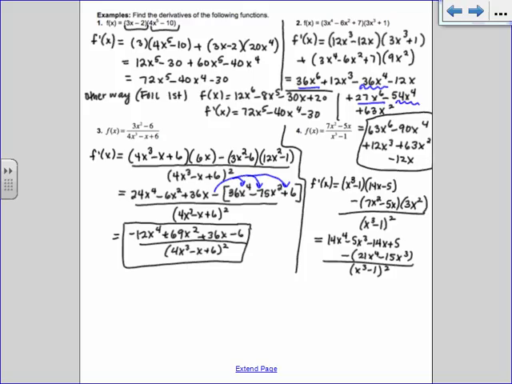All right, so then we get equals, so I have 14x to the 4th minus 21x to the 4th, so I'm going to have negative 7x to the 4th. I'm going to have negative 5x cubed, but I'm going to distribute that negative to give positive 15x cubed. So I'm going to have plus 10x cubed minus 14x plus 5 all over x cubed minus 1 squared. That is your answer.